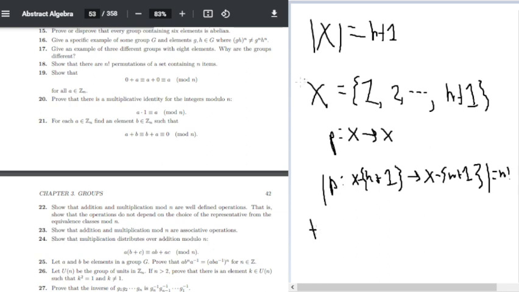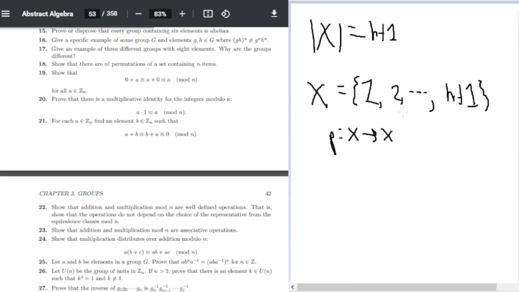Okay. Actually, let's think about this in a different way. So let's think about it. A permutation from X to X will be a permutation X minus n plus 1 to X minus n plus 1 composed with a permutation pi or a function from, here we go.